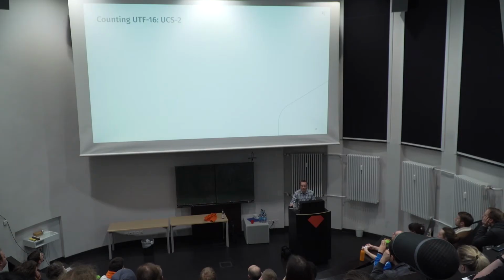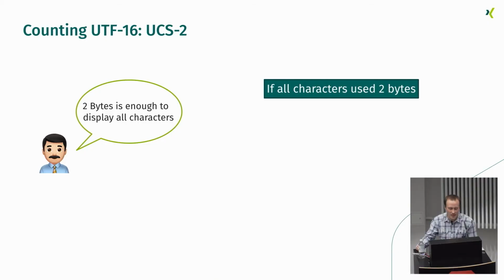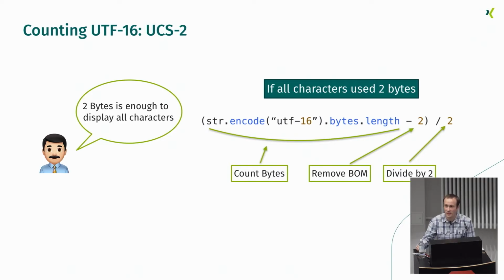So let's take a look at the history of UTF-16. So the predecessor is called UCS. And there's a very simple idea behind that. Someone said 2 bytes is enough to display all characters there are. Now, that sounds a bit like wishful thinking, but it actually makes things pretty simple. If that was the case, then we could use this algorithm. Just encode in UTF-16, count the bytes, subtract 2 for the byte order mark, and divide by 2, like 2 bytes is 1 character, divide by 2, and you get the character count.